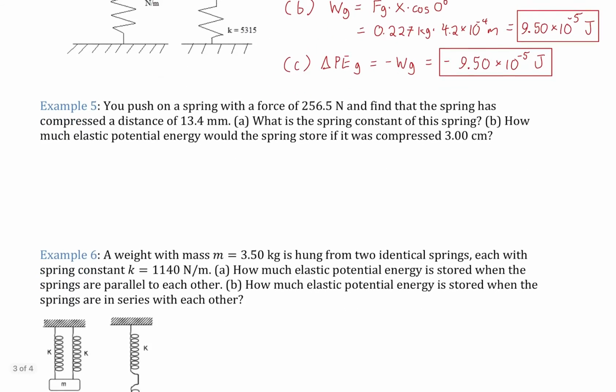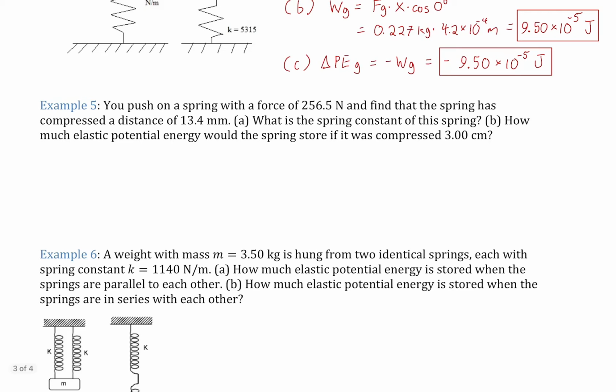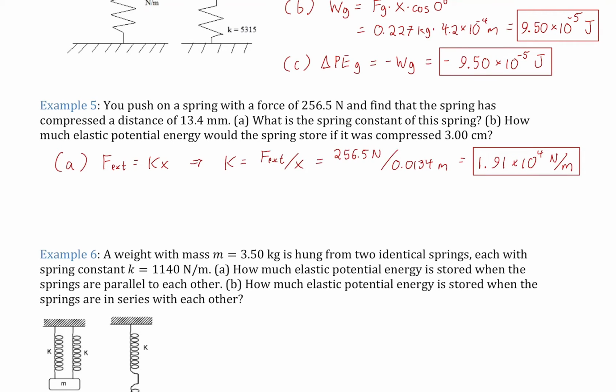All right, so moving right along, example 5: you push on the spring with a force of 256.5 newtons and find that the spring has a compressed distance of 13.4 millimeters. What is the spring constant, and how much elastic potential energy did you store in that spring if you then compress it 3 centimeters? Okay, so again, very similar, but we'll run through it. So we're going to use Hooke's law. We're going to go ahead and solve for k because we weren't given it, but we're given the information to find it. In other words, external force and a particular displacement that corresponded to that external force.